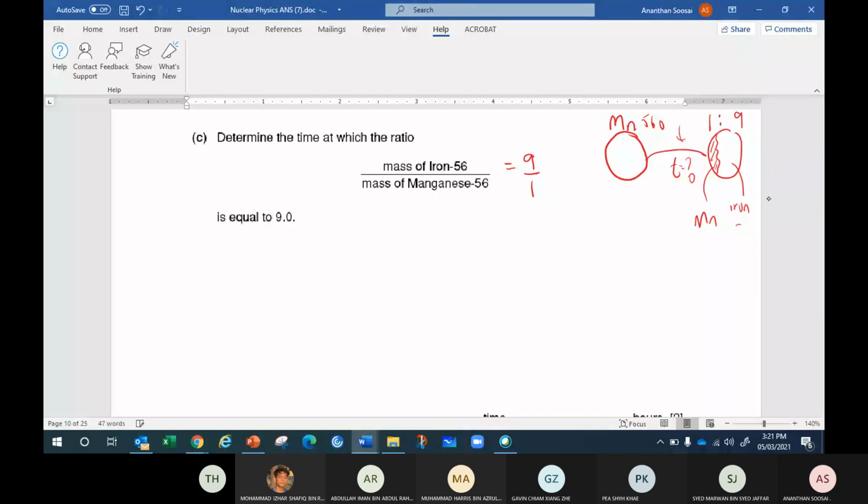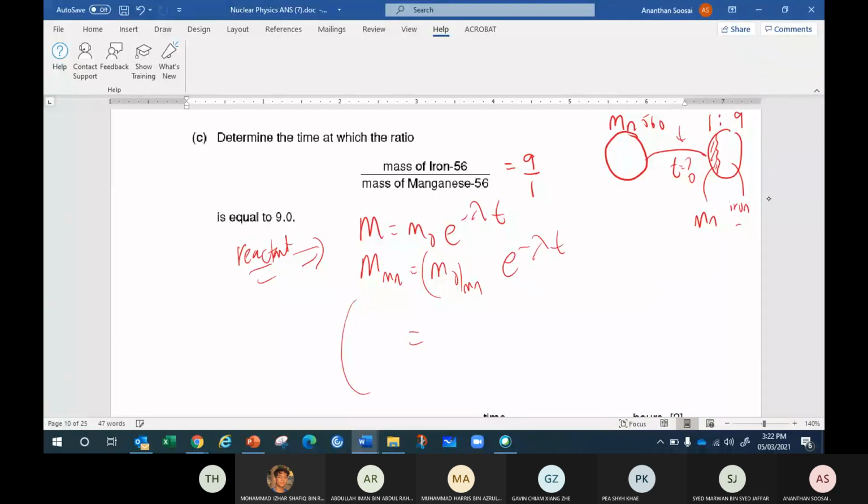So what formula do you use? M equals M naught e to the negative lambda t. You can use that because they are masses. This formula only works for the reactant, the reactant decay. So this goes for the mass of manganese which is still left, and M naught is the original mass of manganese. So the ratio we're going to put here is the mass of manganese which is left over the original mass of manganese.